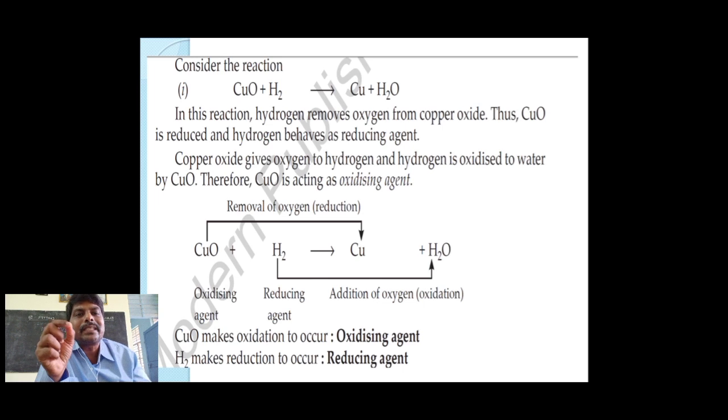So in this process, addition of oxygen takes place. That means an oxidation reaction is there. For the oxidation reaction to take place, CuO is helpful. So what is the role of CuO? Oxidizing agent. So in the given reaction, the role of CuO is oxidizing agent. The role of H2 is reducing agent. So the oxidizing agent itself undergoes reduction. The reducing agent itself undergoes oxidation.